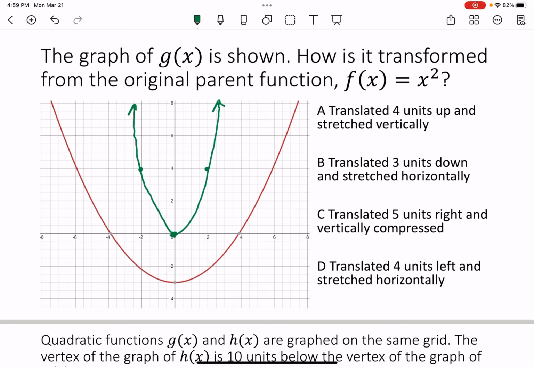If you notice, the vertex is shifted downwards to y equals negative 3. So we can say it's translated down 3. And then also, is it stretched horizontally? Yes, you can see that it's stretched horizontally. So that's why B is the correct answer.